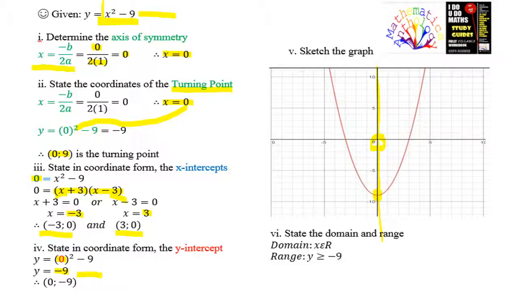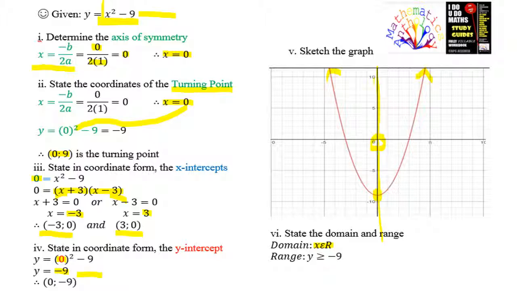Right. The next one, state the domain and range. The domain here means which x values does the graph cover. Now the parabola should have arrows here at the end of the graph like so, which means that the graph continues in both directions on the x-axis, which means it will cover all the values on the x-axis from negative infinity to positive infinity, or you can write that x is an element of all real numbers.